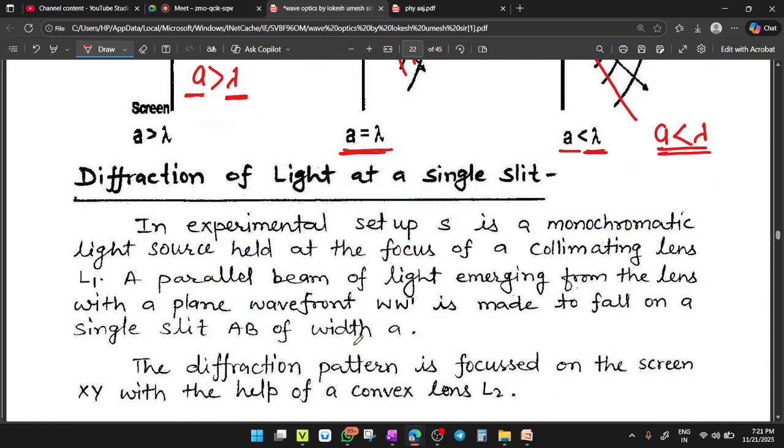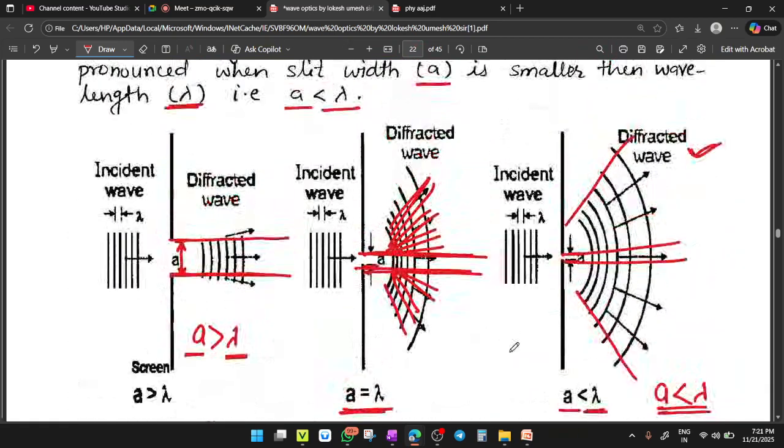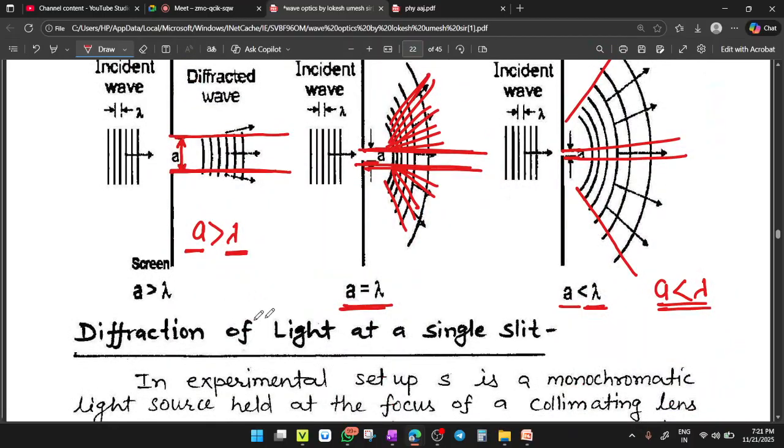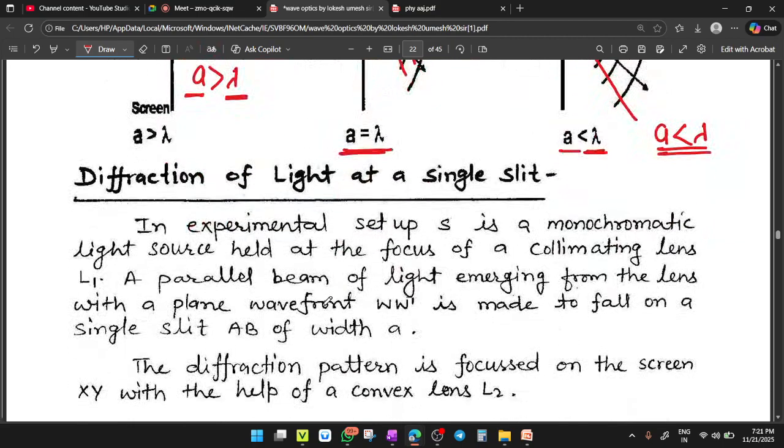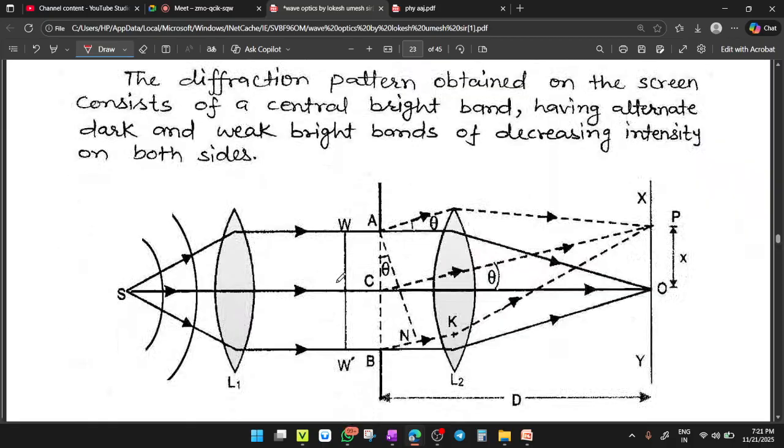Now, diffraction of light at a single slit. In our syllabus we have to derive the diffraction by a single slit. So, diffraction of light at a single slit. In the experimental setup, S is a monochromatic light source held at the focus of collimating lens L1. The parallel beam of light emerging from the lens, with a plane wavefront WW dash, is made to fall on a single slit AB of width a. So first we have to draw this diagram.